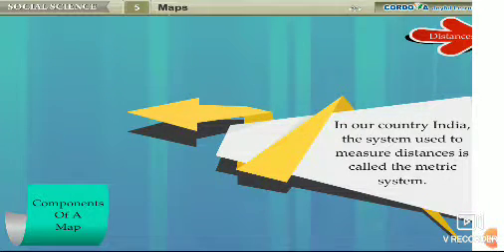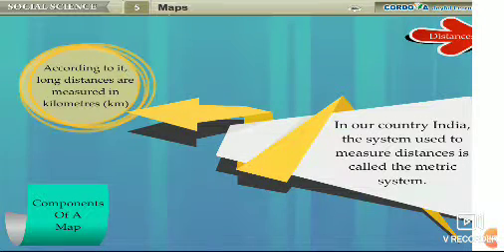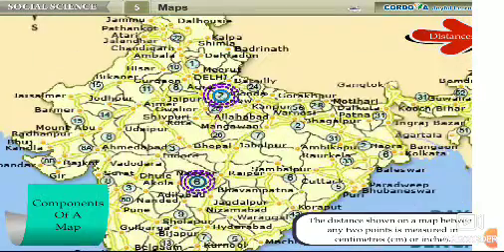In our country, India, the system used to measure distances is called the metric system. According to it, long distances are measured in kilometers and short distances in meters. The distance shown on a map between any 2 points is measured in centimeters or inches. Thus, the distance between 2 cities or countries is measured in inches or centimeters on the map and then related to the road distance between those places as found on the earth.